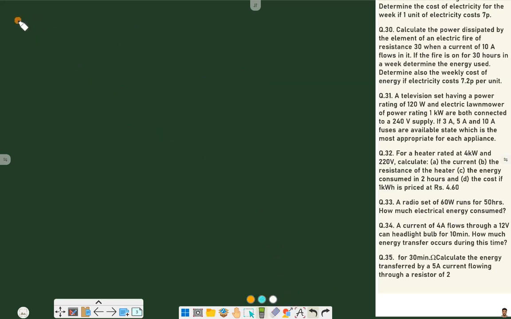So moving to question number 34. A current of 4 ampere flows through a 12 volt headlight bulb for 10 minutes. How much energy transfer occurs? So current is 4 ampere and potential is 12 volts. So power is 12 into 4, 48, and it is joule per second. And time is given 10 minutes.